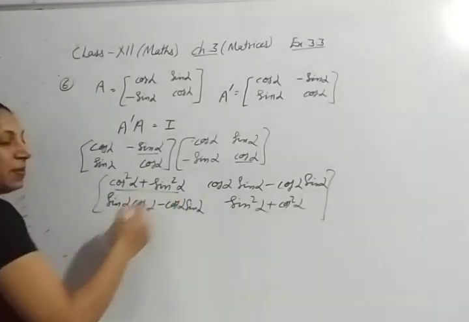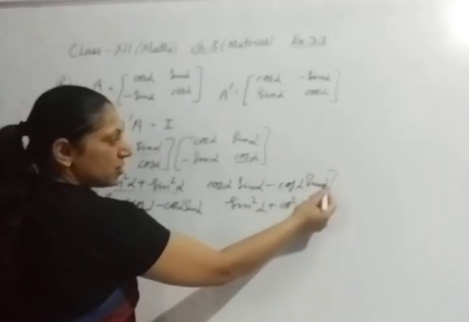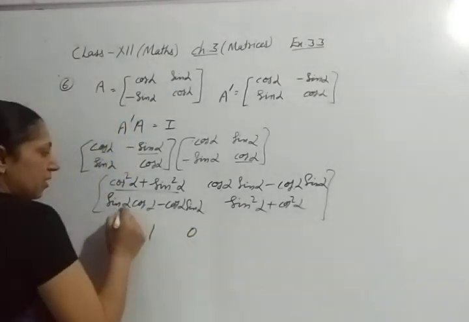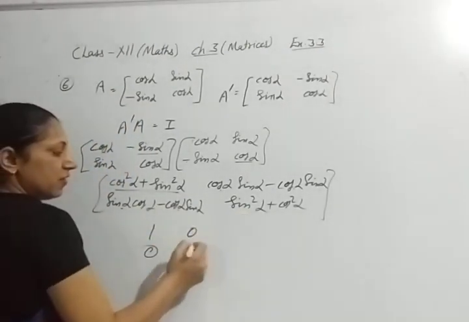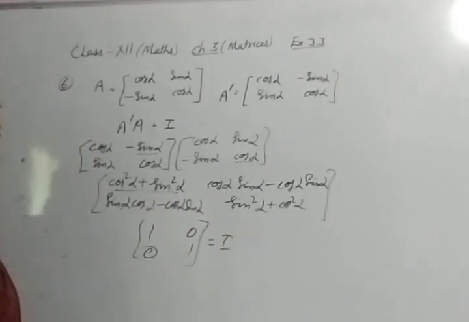Now cos square plus sin square, that is 1, that is the identity. Cos alpha sin alpha minus cos alpha sin alpha, that is 0. This one is 0, this one is 1. So this is equal to our identity matrix.